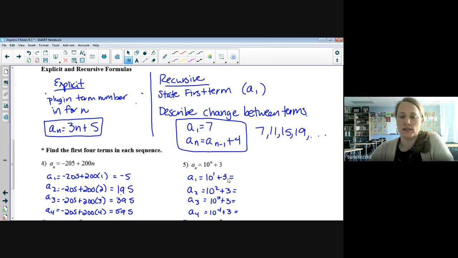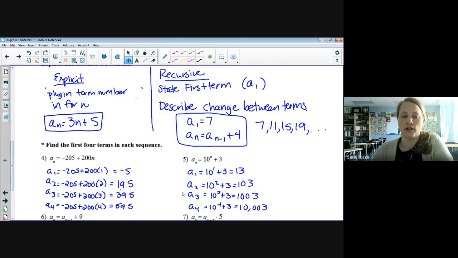Awesome. 10 to the first plus 3 is 13. 10 to the second plus 3 is 103. Then 1,003. And then 10,003. You could guess what the next number is without even having to plug it in, right? It would be 1 and then how many zeros? 4 zeros and then a 3. Then 1 and 5 zeros and then a 3. Okay. You can see that we're adding a 0 in between there each time.